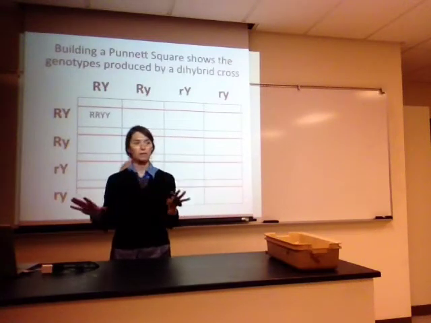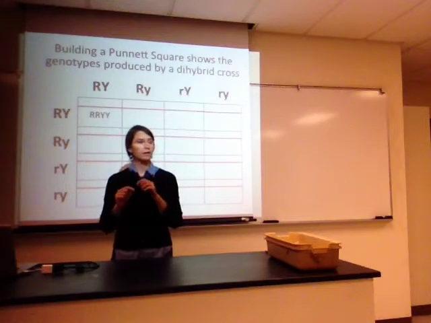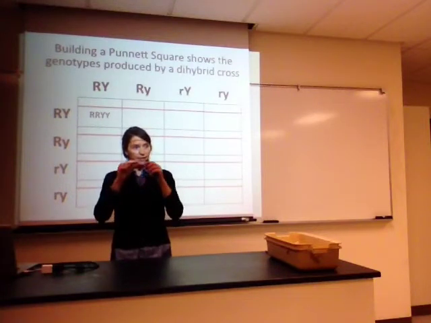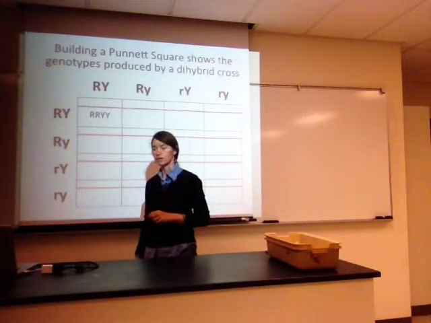So we'll pause now. Work on your Punnett squares, write your genotypes in the box, and then at the top write in the phenotype corresponding to that genotype.